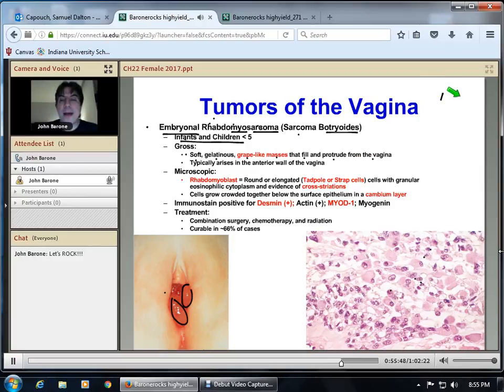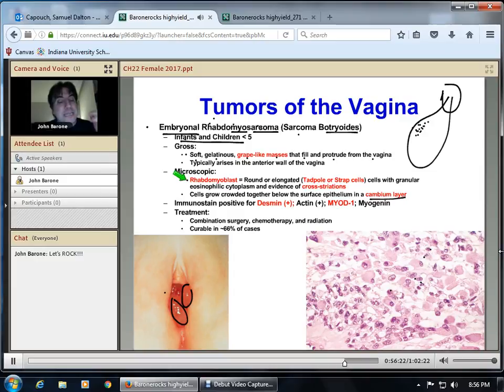Now, when they come out, so here's the vaginal orifice, and they come out, it's these polypoid structures. Under the microscope, under the squamous lining, you'll see all the tumor cells growing in a layer. These small, round, immature cells grow in a layer. We give it a fancy name. We call it a cambium layer. So that's very important. Grapes in the vagina, under the microscope, under the squamous epithelium, you'll see these tumor cells all growing in a layer. We call it a cambium layer.